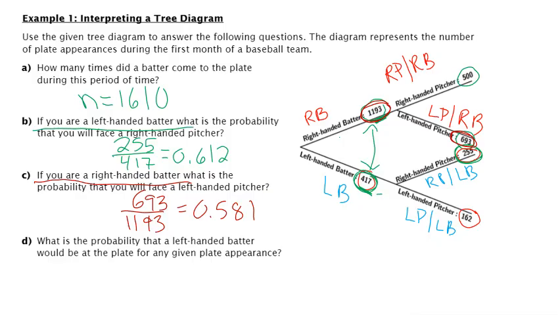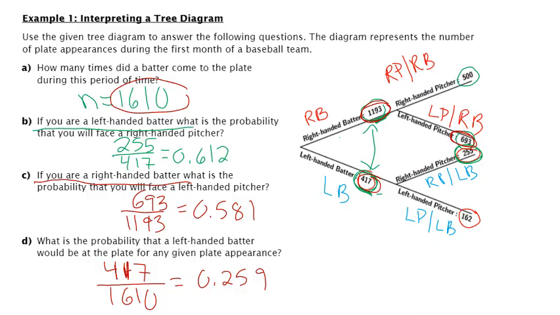All right, and then finally, what is the probability that a left-handed batter would be at the plate for any given plate appearance? So this is not giving a condition. It's actually taking it out of the total. So our total sample, of the 1,610 batters, how many are left-handed? And that would be 417. And when we divide that, we would get 0.259, or roughly a 25% chance that a left-handed batter would be up to bat.